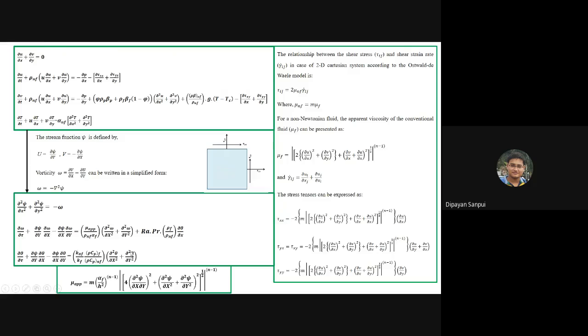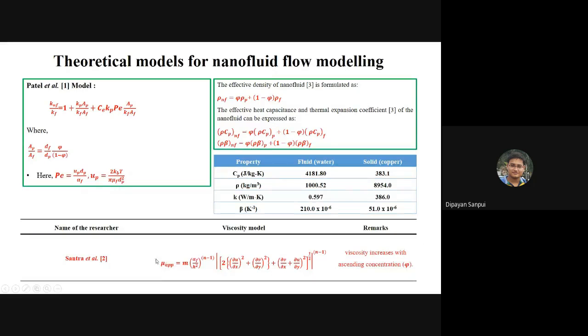And this one is the viscosity model, which I have used from the Chhatra et al. paper. You can see that this entire model depends on two important things. One is M, which is the flow behavior index, and N is the flow consistency index. These two depend on the concentration of the nanofluid. So if you increase the concentration of the nanofluid, the flow gets viscous, and the value of M increases and N decreases simultaneously, which ultimately increases the apparent viscosity of the nanofluid. And this portion is subject to the shear strain generated during the flow process.